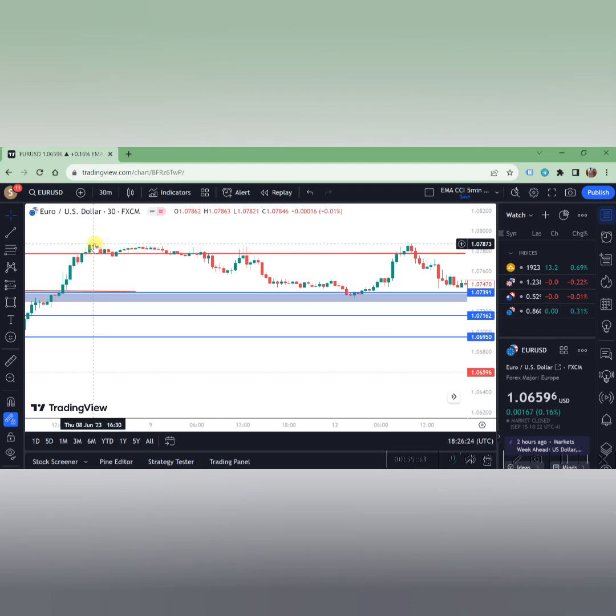This was on Thursday, 8th of June, when we established where the last supply zone was, and we're expecting price to come back to it in the future. Let's see when price finally came and triggered our entry.